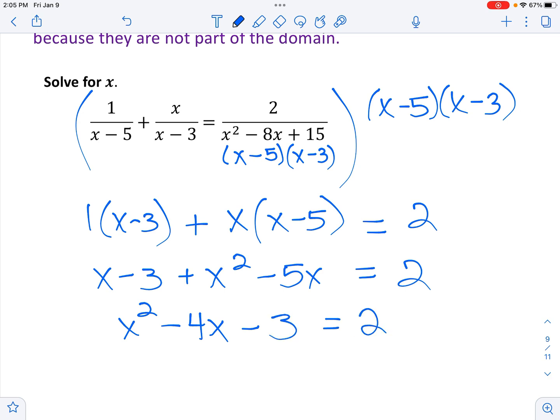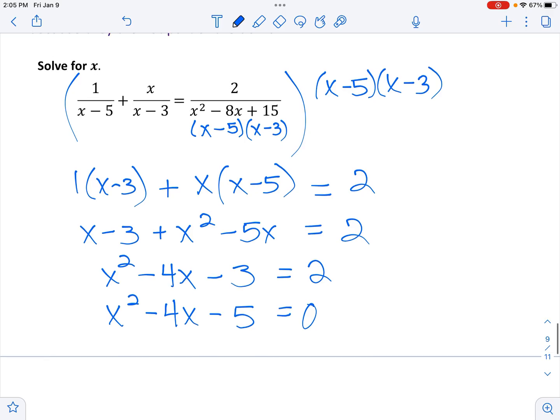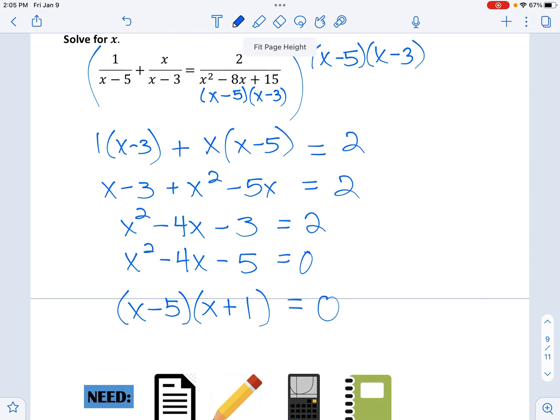Subtract 2 from both sides to set it equal to 0. And I would get negative 5. So now I would just factor that. One thing I forgot to do, but we'll do it at the end this time, is say what x can't be. So I factor this out, I get negative 5 and positive 1. And then that means my answers would be 5 and negative 1.